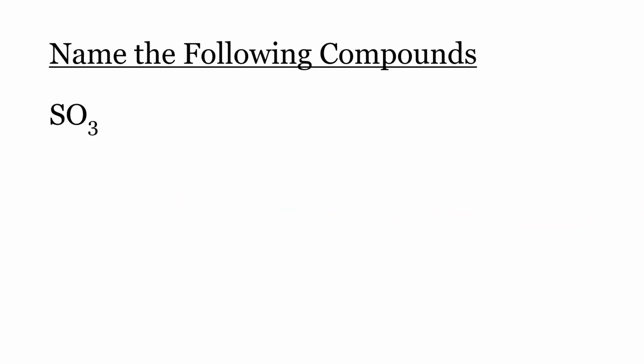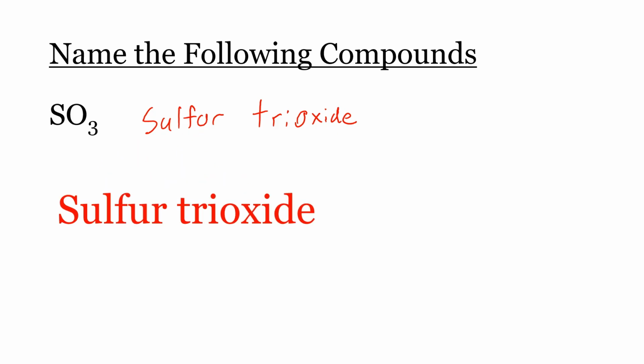Let's take a look at our SO3. So again, we have a single sulfur atom, so we do not use a prefix. So we have sulfur, and then we have our O3, so three oxygen atoms. Now, remembering that the prefix for 3 will be tri, and then we have oxygen, which will be changed to oxide. So trioxide will denote our three oxygen atoms. And so we end up with sulfur trioxide as the name.